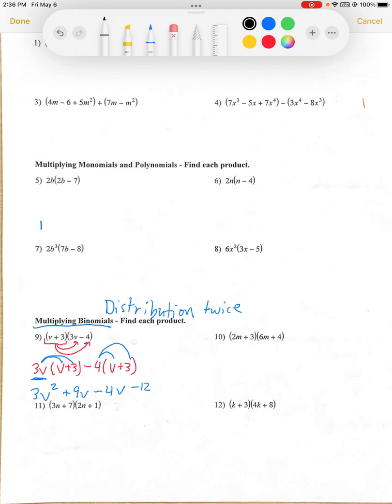We are not quite done. One last step. We can combine our like terms here in the middle, giving us 3v squared, 9 minus 4 is 5, which is our answer.